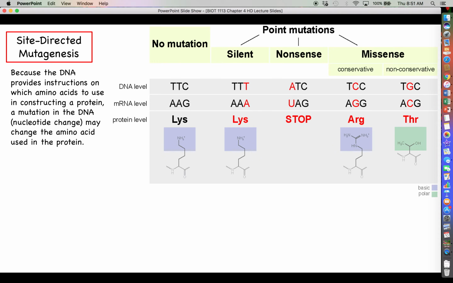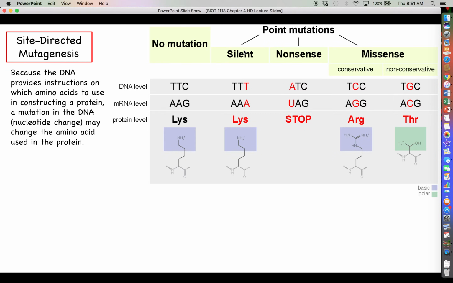So like I said, because the DNA provides the instructions codon by codon for how to put amino acids into a protein, a single nucleotide change may change the amino acid used in the protein according to the genetic code that we talked about in chapters 1 and chapter 2. So look at this chart right here. So if you look at the DNA level, let's say we're dealing with the codon TTC. Well, in mRNA, the mRNA that is transcribed off of that DNA, that would be AAG. And if you look at the genetic code, AAG will code for the amino acid lysine.